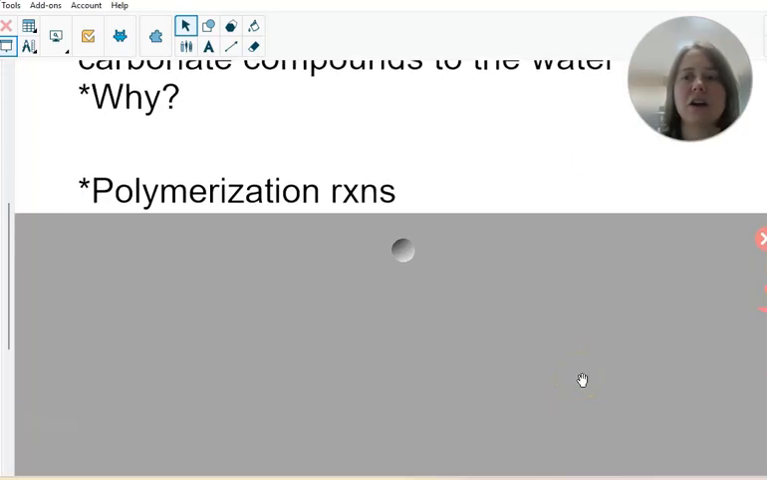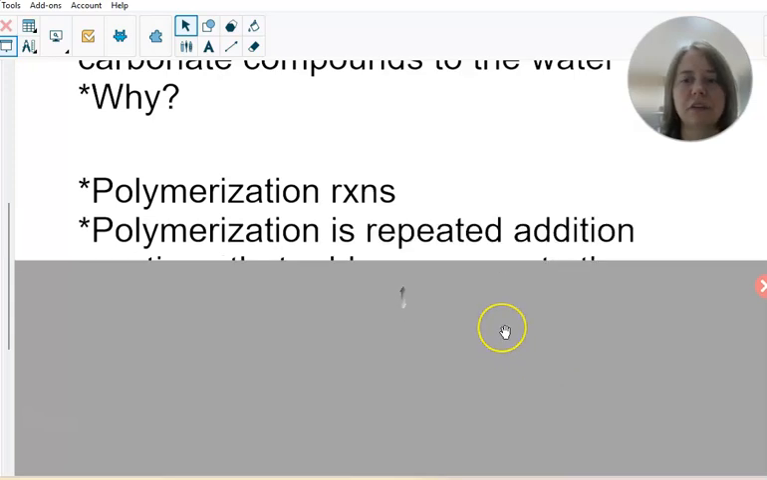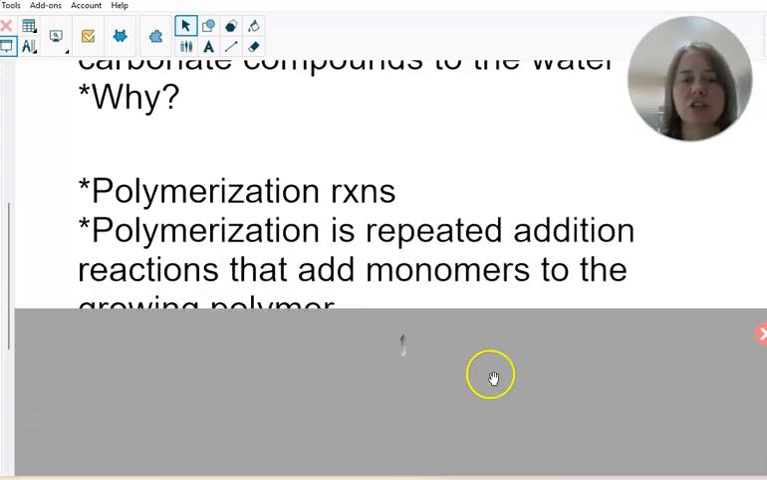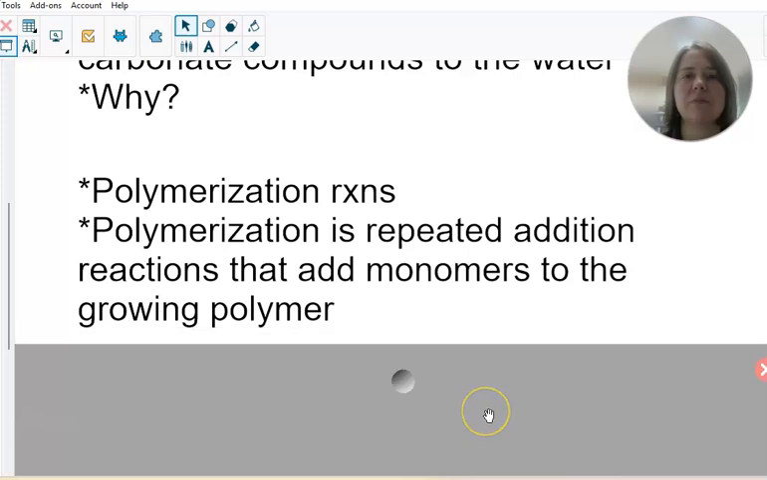Let's talk about another type of reaction, polymerization reactions. These are reactions that create polymers. That is the repeated addition reactions that add a monomer to a growing polymer. So in one reaction you add one monomer, in another reaction you add two monomers, another reaction it adds three monomers, and so on and so forth.